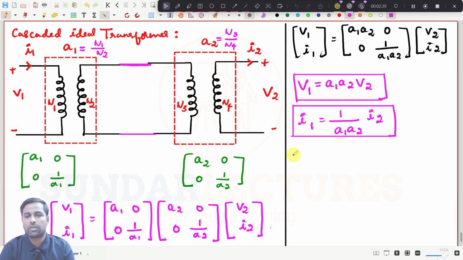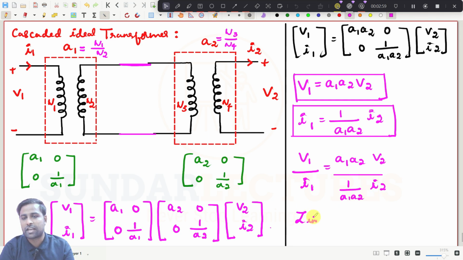If you want to find the input impedance, what is the input impedance? It is V1 by I1. It can also be written as A1 A2 into V2 divided by 1 by A1 A2 into I2. And you can simply write Z input as A1 A2 the whole square, or A1 square into A2 square, and this value will be Z. If you connect an impedance here, that will be ZL.